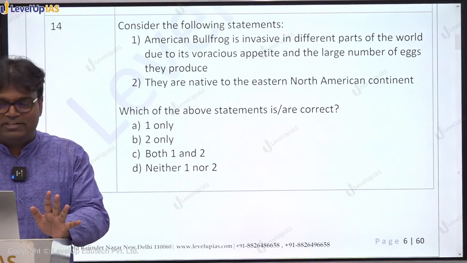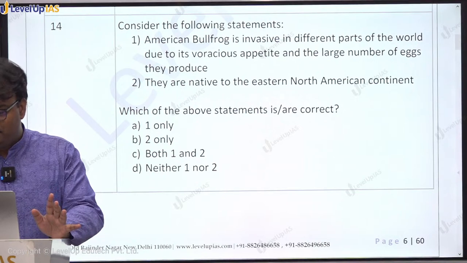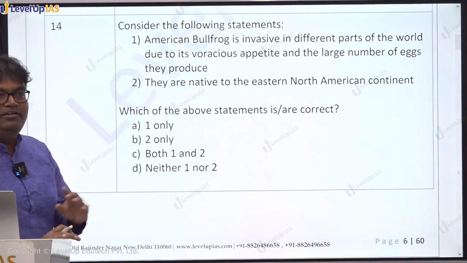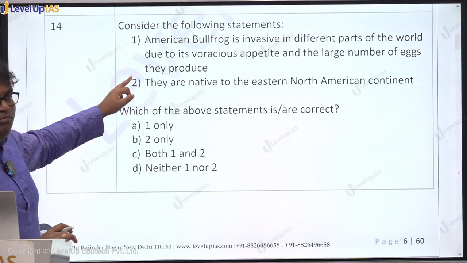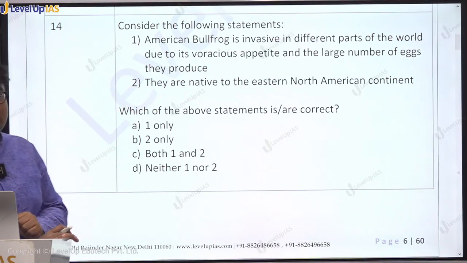World mein sabse zyada damage karne wale species. Wo American bullfrog. They are native to the eastern North American continent. Yes, both are correct. C is the answer here. It's there in your notes.